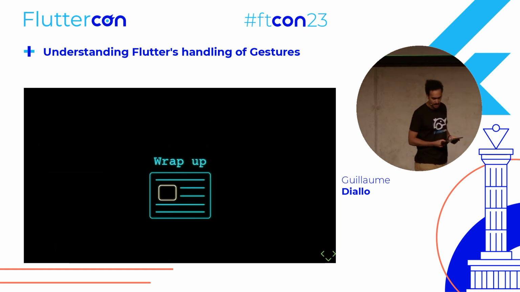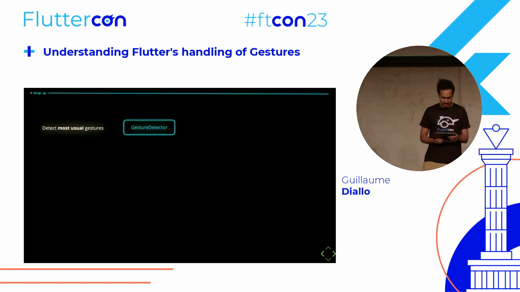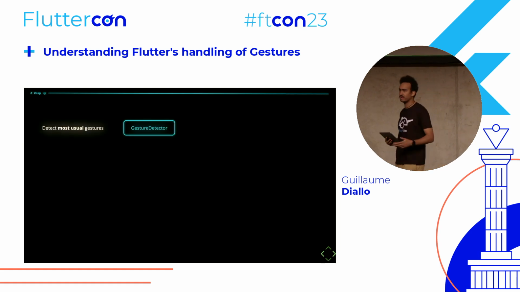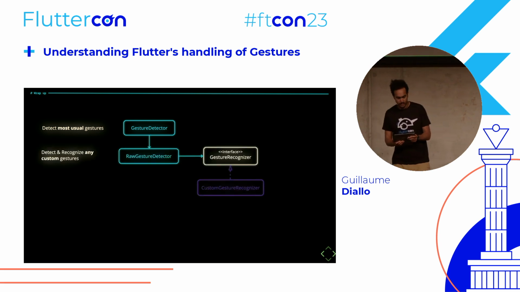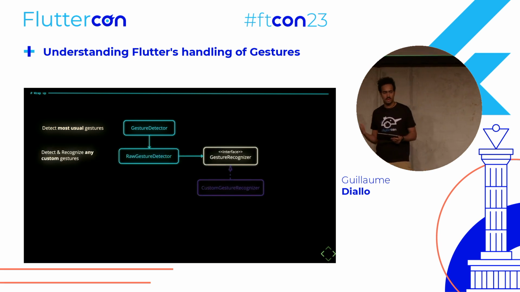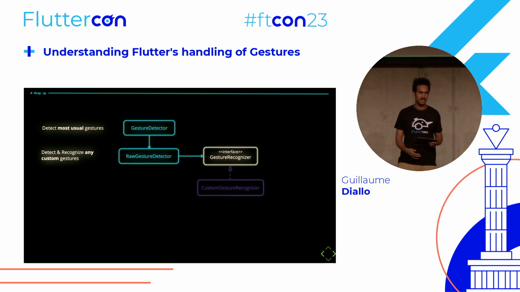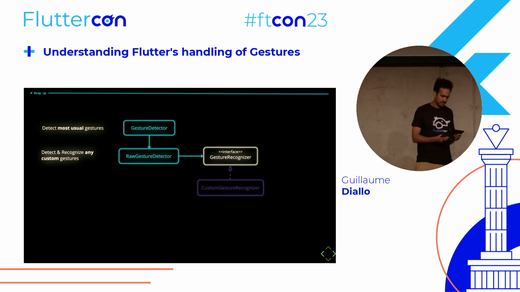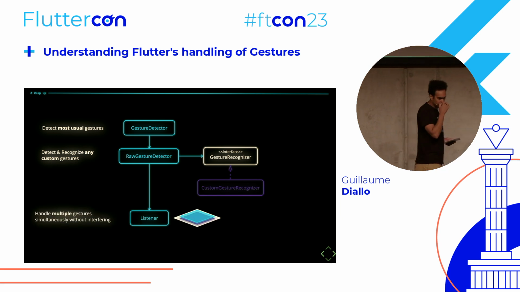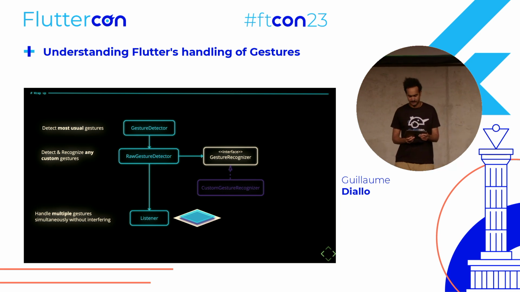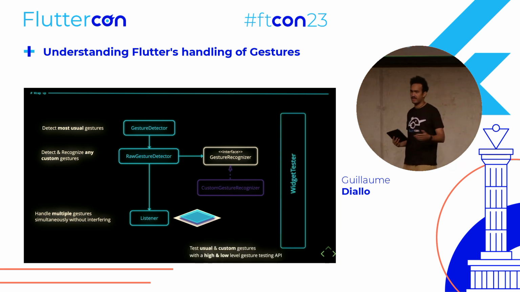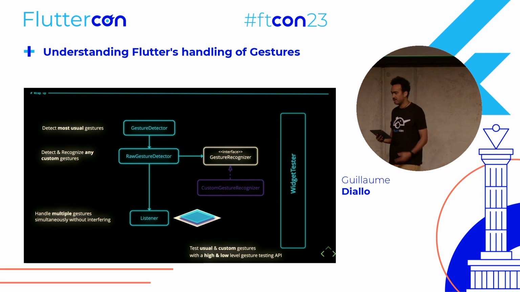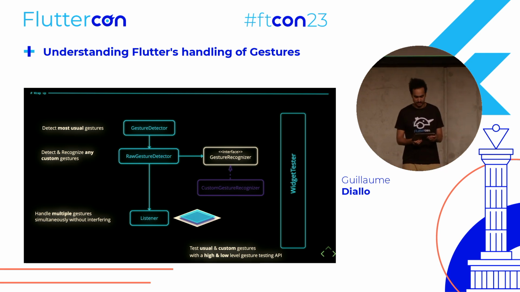So to wrap all things up, let me summarize a little bit. We can detect most usual gestures using the gesture detector. If we need to recognize some specific gestures, we can go a little deeper and use our raw gesture detector by implementing our custom gesture recognizer. If we need to handle multiple gestures that are simultaneously working and overlapping, then we might need to go even deeper and use the listener directly, which handles the pointer event low-level API. And we can test all of those implementations very easily with the widget tester API that is very convenient.